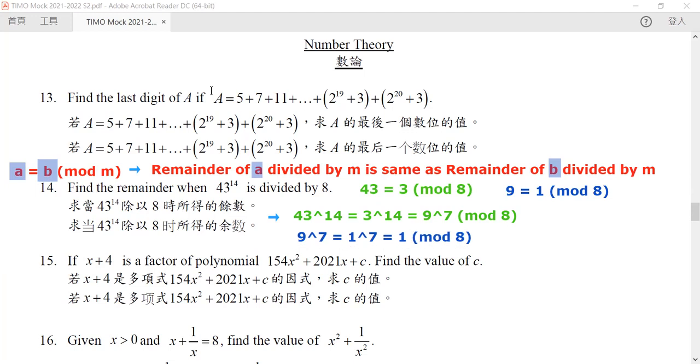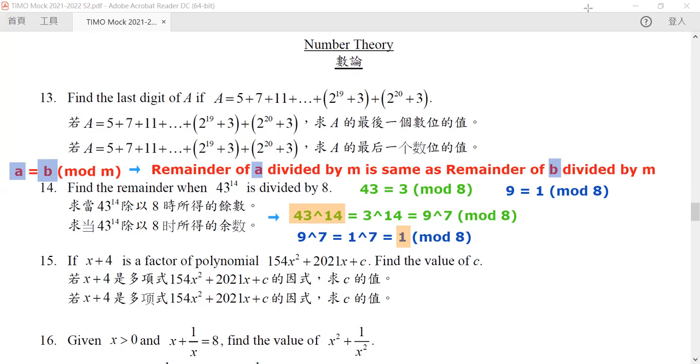So at the very beginning we have our question, but since 9 to the power 7 is equivalent to 1 when divided by 8, these two must be equivalent. Hence, the remainder of our very large number, 43 to the power of 14, when divided by 8, is 1. Okay, so this is the power of modular arithmetic. Whenever they have the same remainder, you can always replace one by the other when computing this remainder. Okay, so this is question number 14.